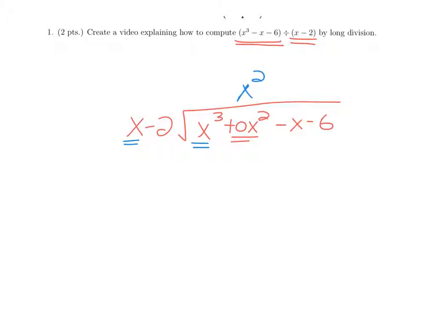And then what I'm going to do is multiply x squared by my divisor. So x squared times x is x cubed. We'll switch back to red. x cubed. And x squared times negative 2 is negative 2x squared.